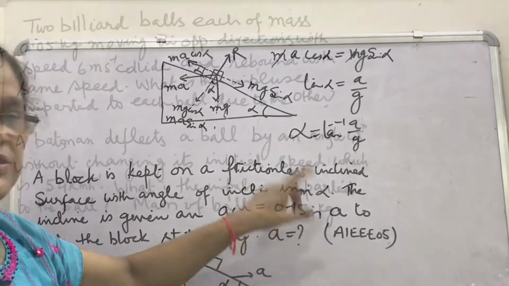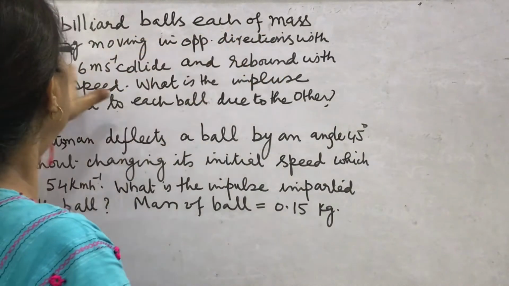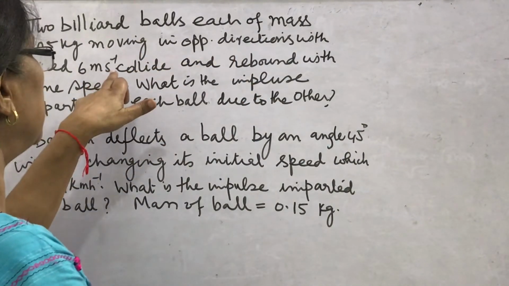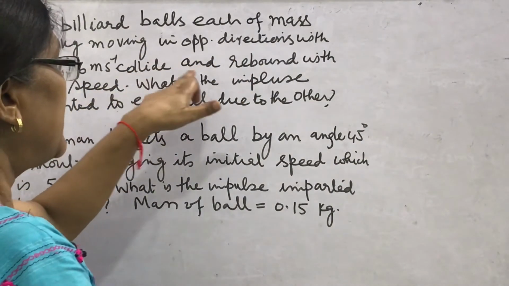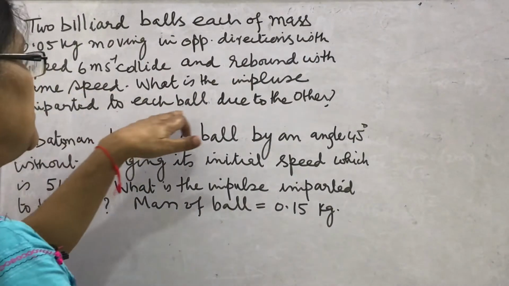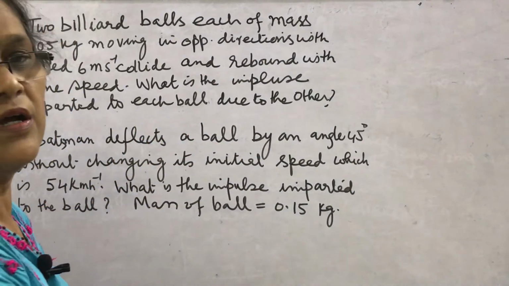In this question, two billiard balls, each of mass 0.05 kg, moving in opposite directions with a speed of 6 meters per second, collide and rebound with the same speed. What is the impulse imparted to each ball due to the other?